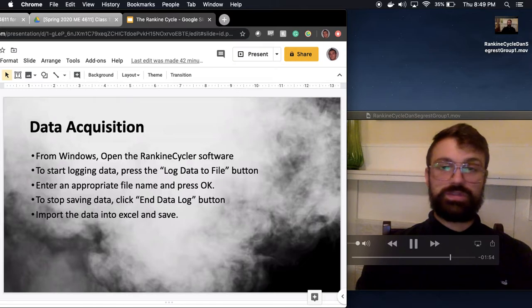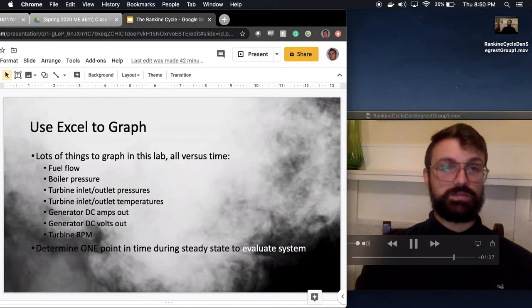So whenever we start up our computer in Windows, we'll open up the Rankine cycle software. To start logging data, very simply, just click on the Log Data to File button. Then we'll put in a file name, press OK, and then when we're ready to stop, just click the End Data Log button. We'll import that data into Excel and save it, and then we'll be making some graphs in Excel.